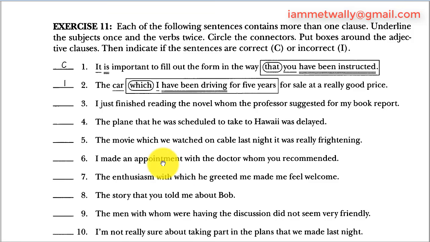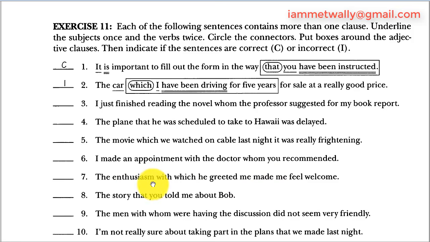6. I made an appointment with the doctor whom you recommended. I, subject, made, verb, an appointment with the doctor. The doctor whom is a connector. You, subject, recommended is the verb. Whom you recommended is an adjective clause that describes the word doctor. 6 is correct.